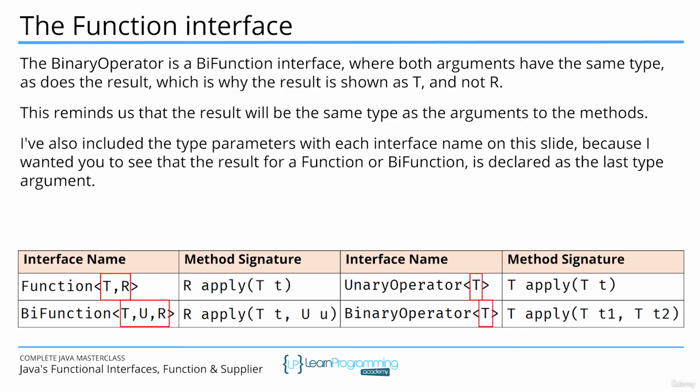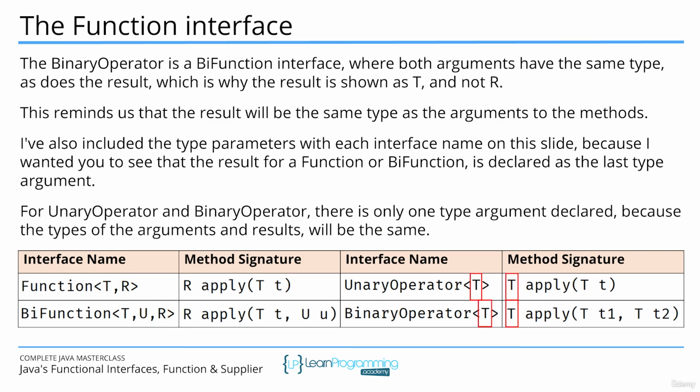I've also included the type parameters with each interface name on this slide because I wanted you to see that the result for a function or bifunction is declared as the last type argument. For unary operator and binary operator, there is only one type argument declared because the types of the arguments and results will be the same.